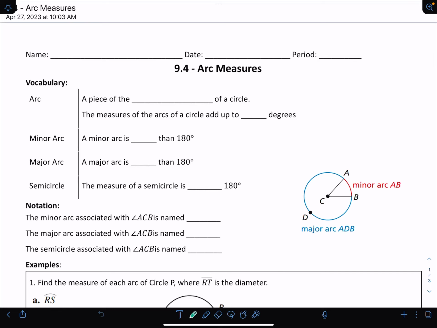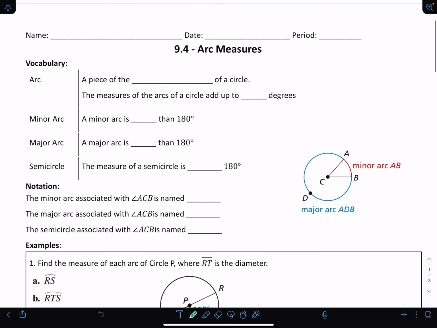This is section 9.4 in geometry. Today we are learning about arc measures. These are some new words, so let's get some definitions. An arc is a piece of the circumference of a circle. So it's kind of that curved line on the outside of a circle. Could be little, like this, could go way further, like that.